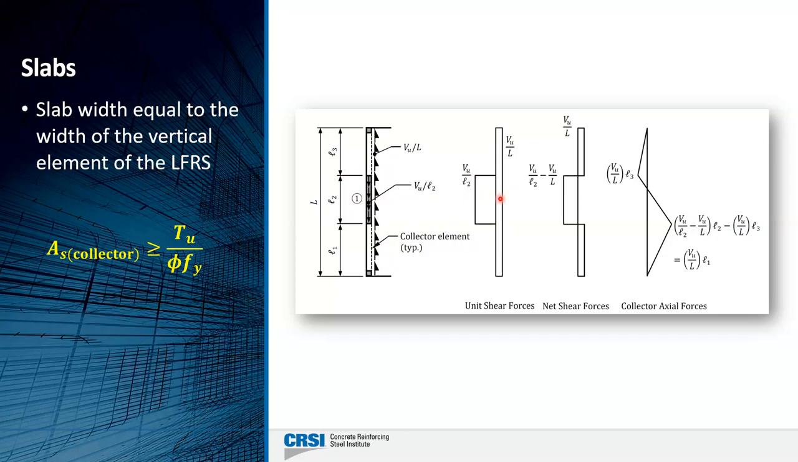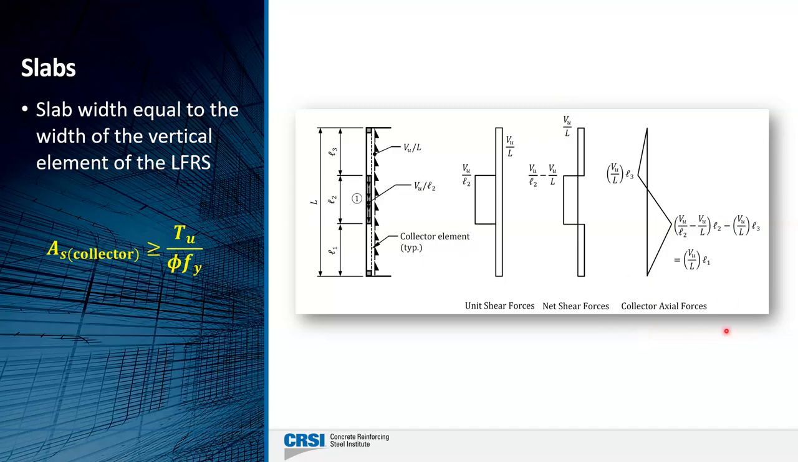So the net difference between the two is our net shear forces along the length. So between the end of the diaphragm and the beginning of the wall here, the shear flow is VU over L. Over the length of the wall, it's the difference between the two, so VU over L2 minus VU over L. And then at the latter part, it's nothing more than the same VU over L.